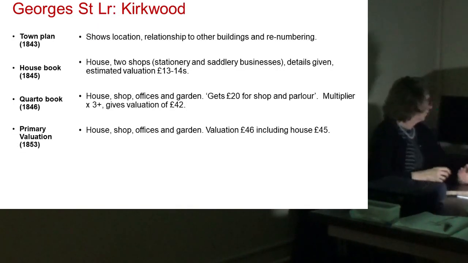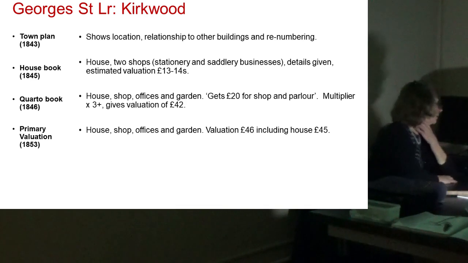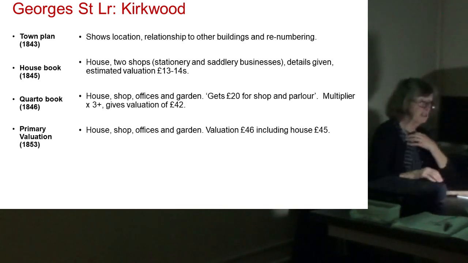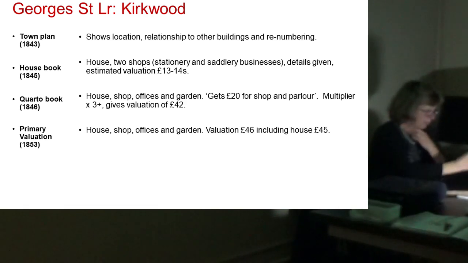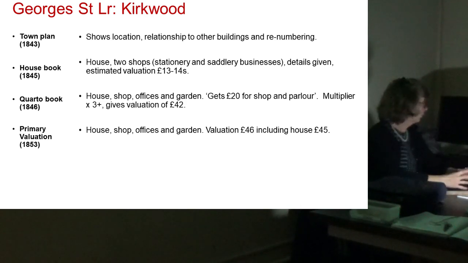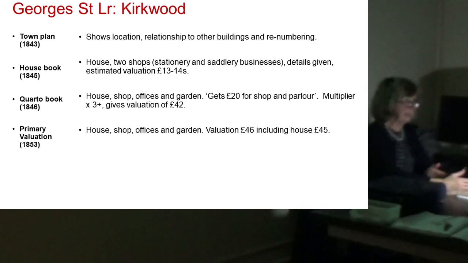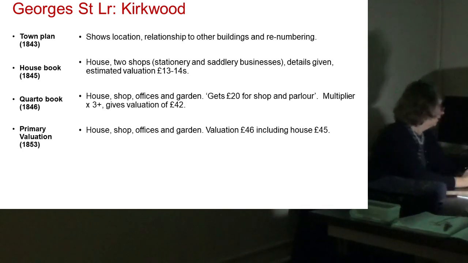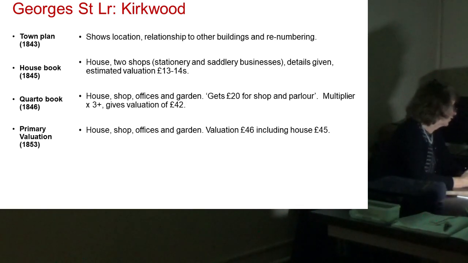And in George Street Lower, when you put Kirkwood together, the town plan shows the location and the relationships to the other buildings. It also shows how it was renumbered. Now, the renumbering can be helpful when you're looking at the books to understand exactly where you are in it, because it could go from being number 1 to being number 10, back to being number 2. In the house book, it tells you you've got 2 shops, a stationery and a saddlery business, gives the details, and the estimated valuation was £13, 14 shillings.